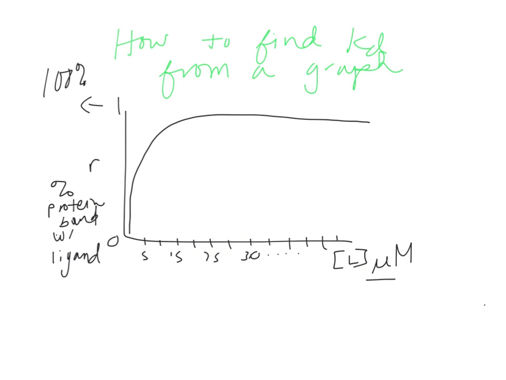All right. Here's how we do it. Okay, so KD is the ligand concentration when 50% of the protein is bound. So first, we're going to find 50% bound. So that would be on this graph, 0.5.